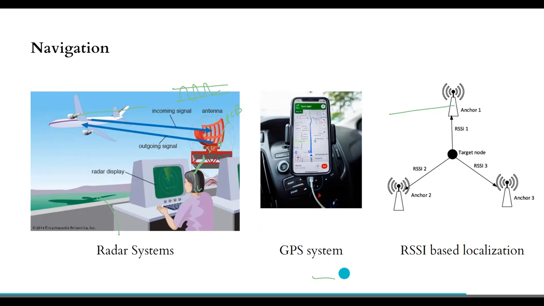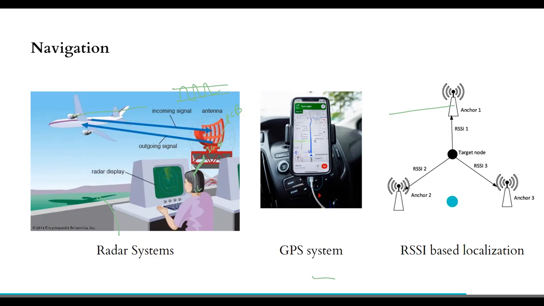Then we have GPS systems, which also work using satellite communication, right? Satellite communication also uses electromagnetic waves. And then we have RSSI-based localization. RSSI means received signal strength indication, right? The RSSI parameter is used to find the signal strength of a certain signal that we receive. By using the RSSI parameter, we can measure the distance from one node to another node. By estimating the distance, we can also find our own location using that data.